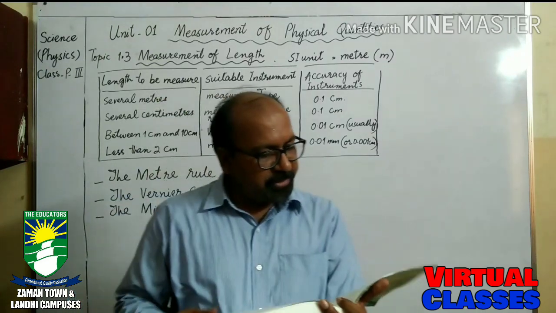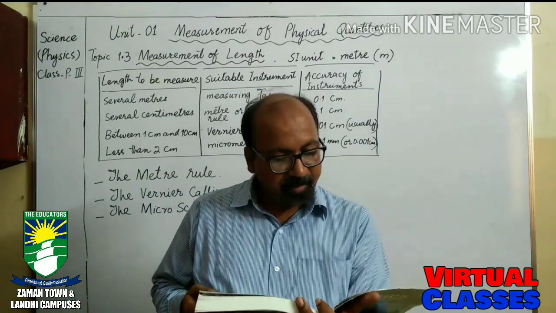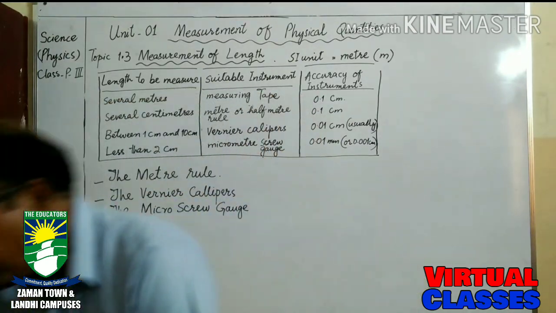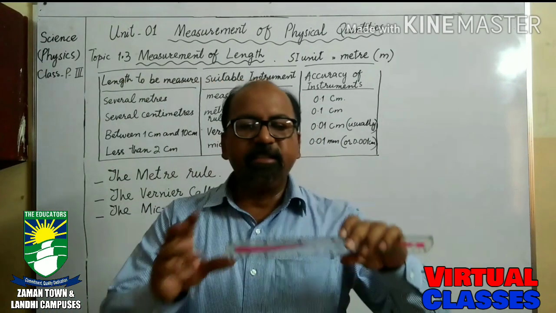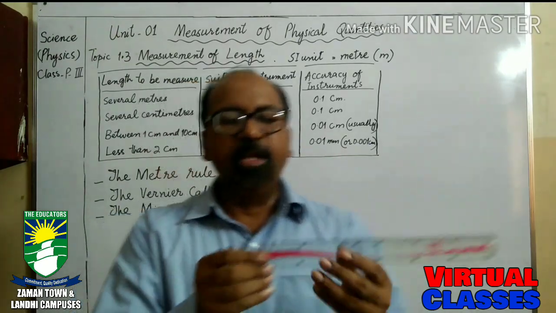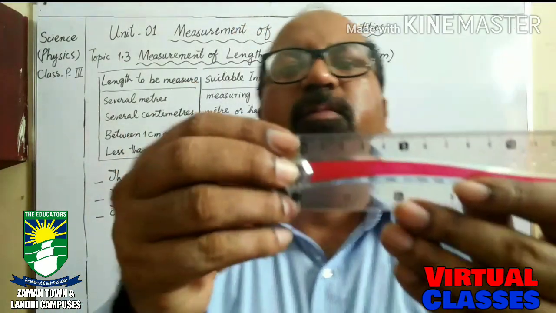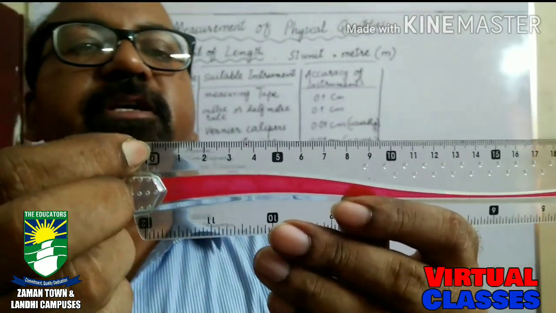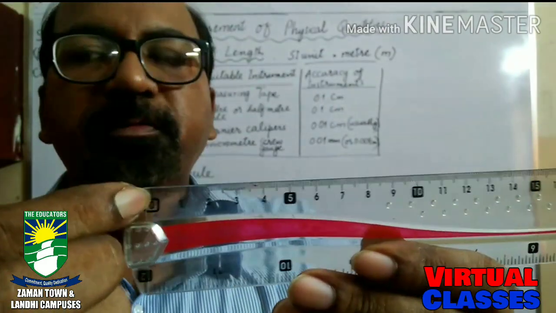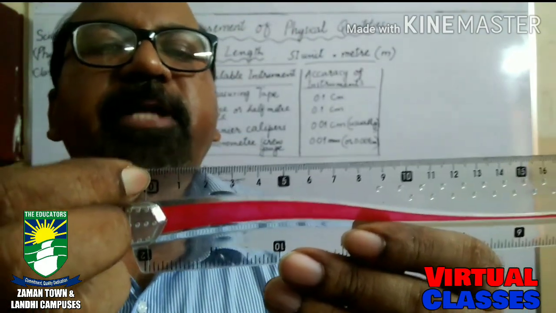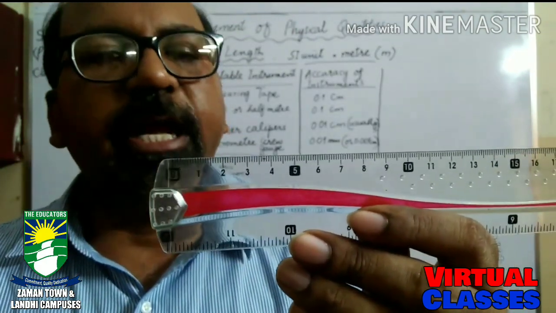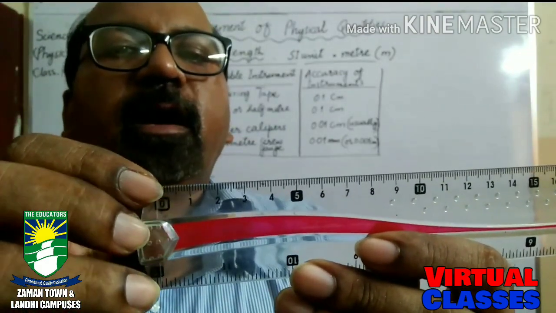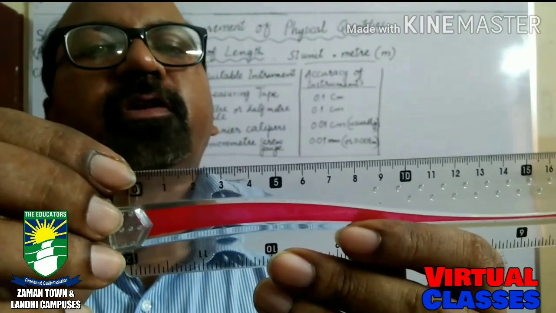To use the meter rule, it is best to measure from the 1.0 centimeter mark. See, this is a plastic scale. This is the point 0. But the meter rules are made up of wood, and sometimes if it is used again and again, the zero may not be visible.